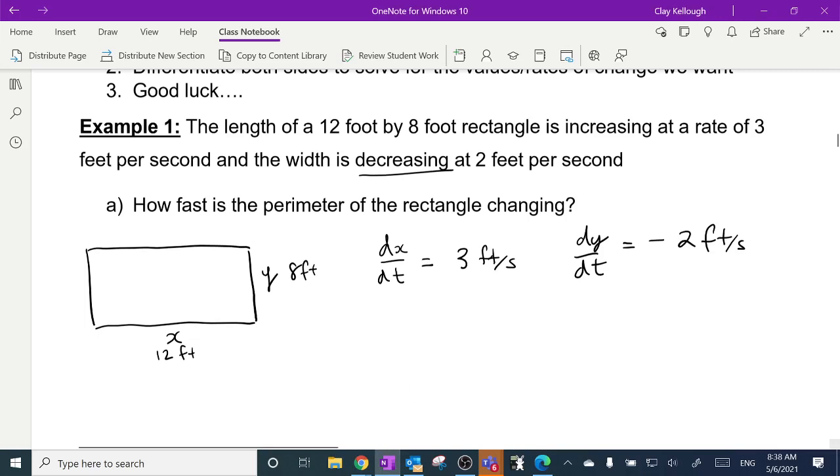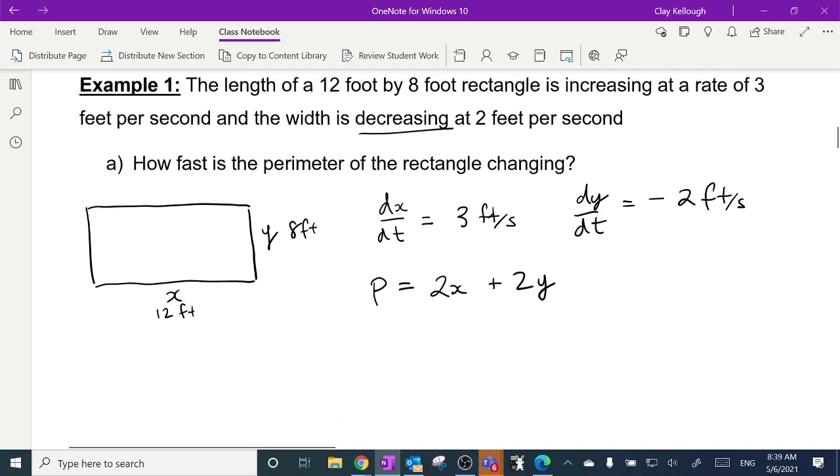Okay, so what else do I know? Well, if I'm doing a perimeter, I guess I need to know how these two variables relate to each other in perimeter. And of course, perimeter is 2x's plus 2y's, right? Now, what do I want? I want the derivative of both sides of that equation.